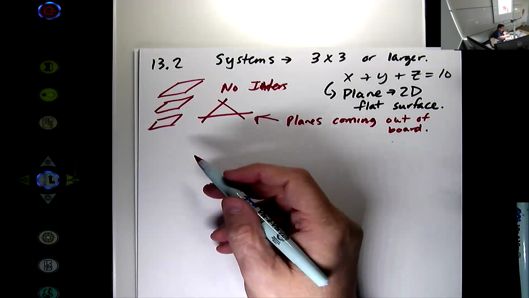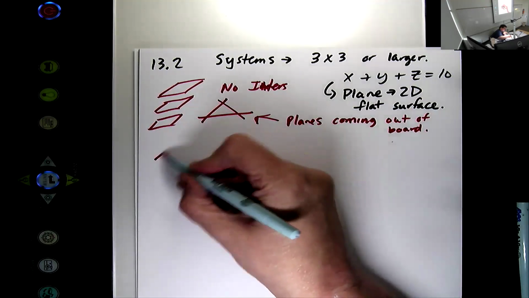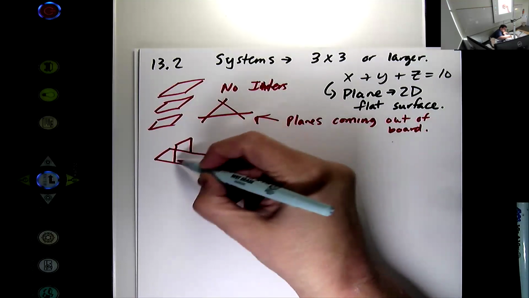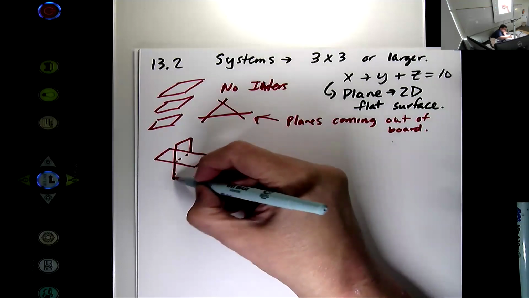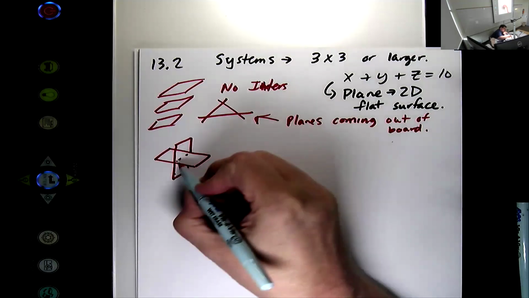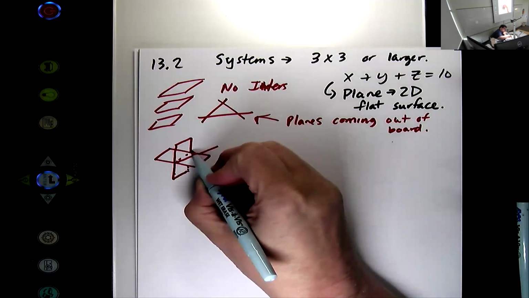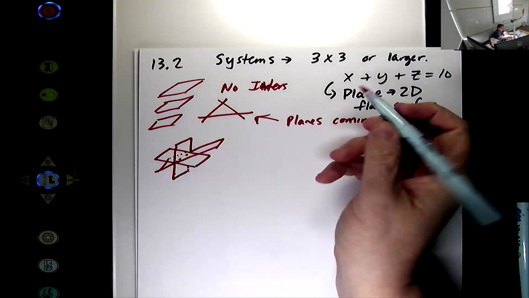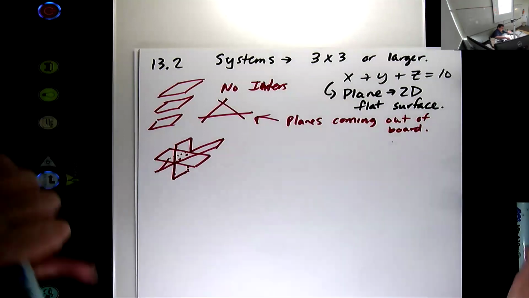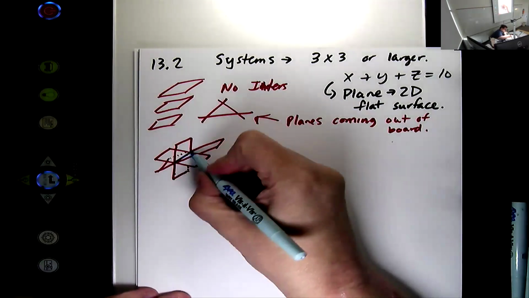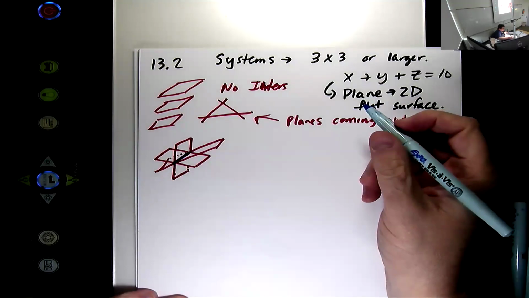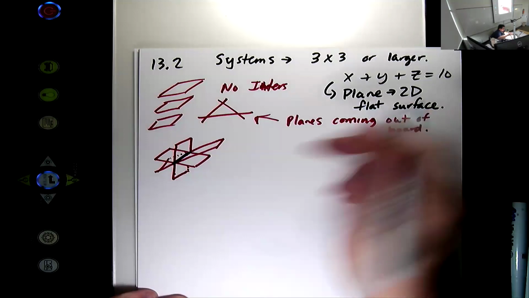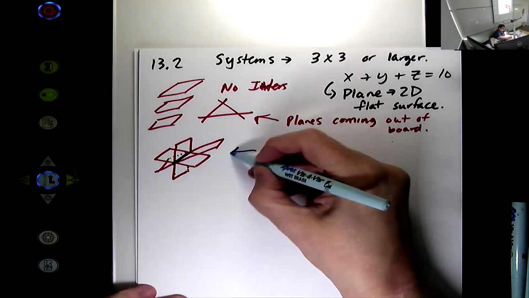I could have, let's see if I can do the picture. And we could have where they are all intersecting right there in a line, kind of like you would see on a gear or a turbine if it's kind of long. So here the intersection is a line.